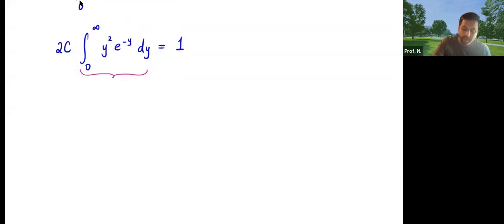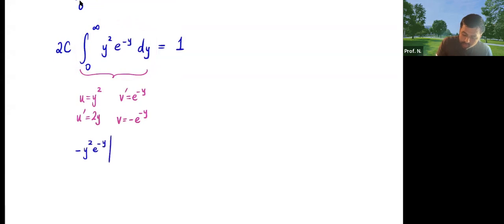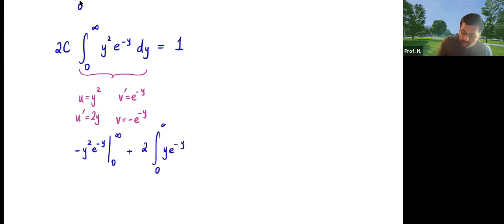We use by parts, right? So u is equal to y squared. u prime is equal to 2y. v prime is equal to e to negative y. And v is equal to negative e to negative y. So then you get what? So this integral is negative y squared e to negative y evaluated from 0 to infinity plus 2 integral of y e to negative y from 0 to infinity.